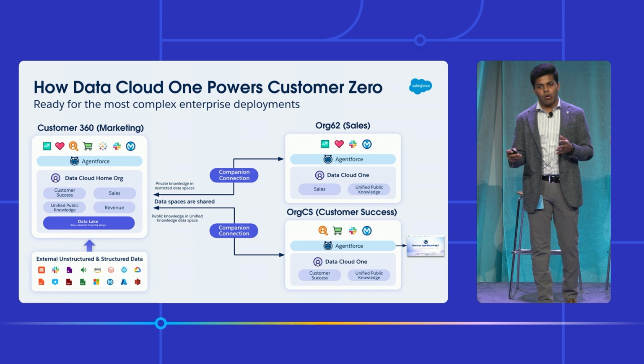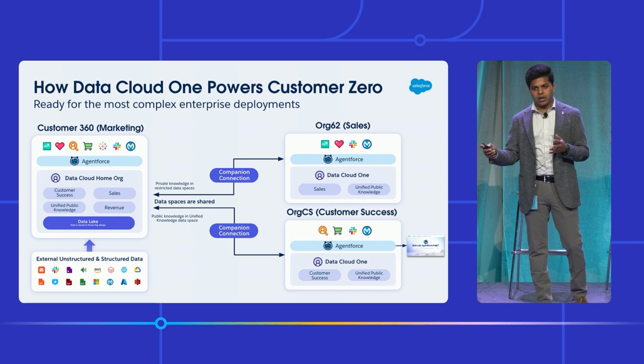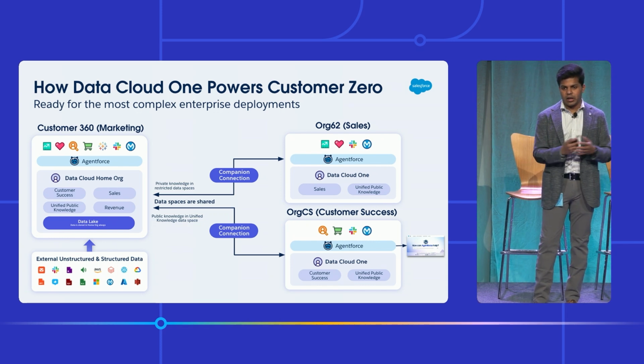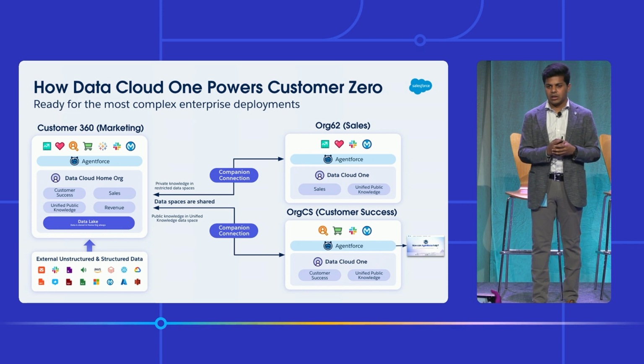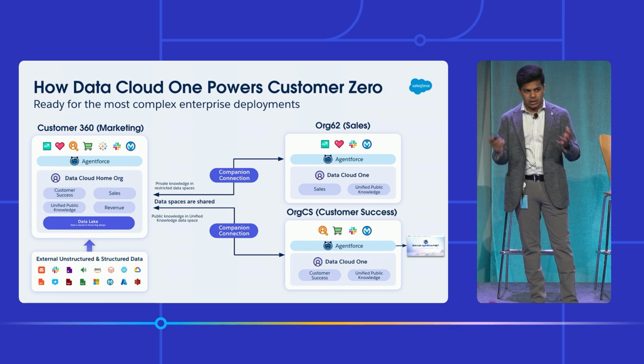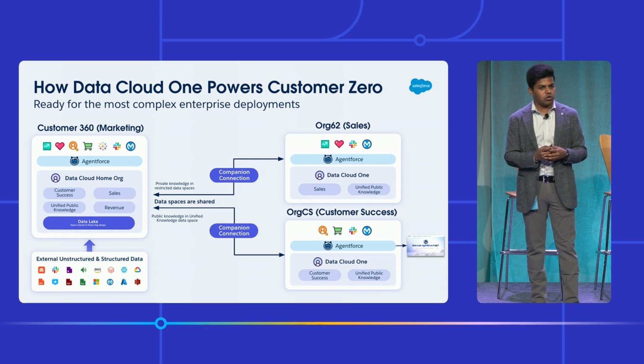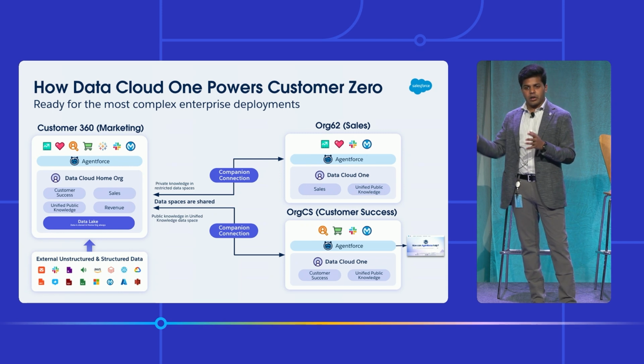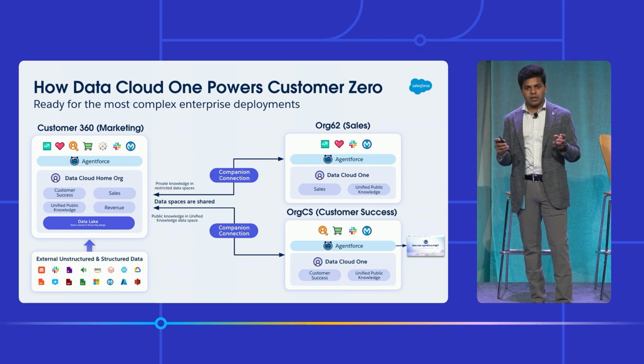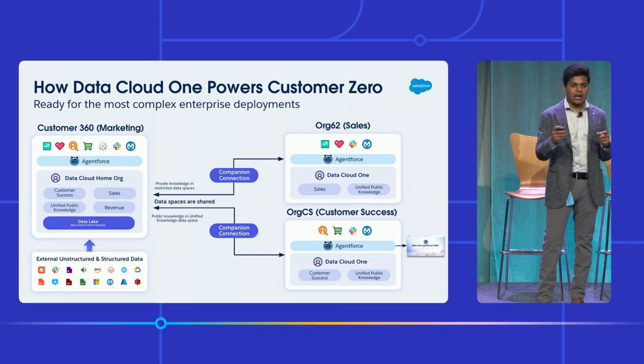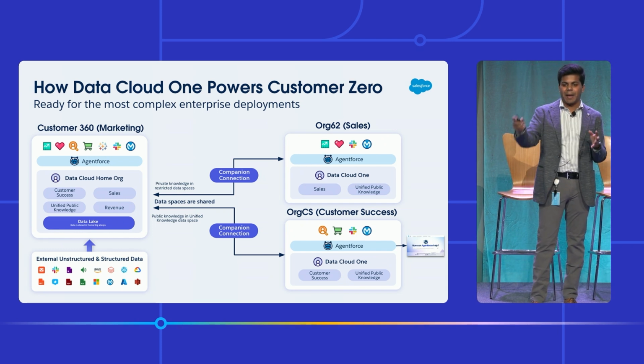Now, the next step was, what are the companion connections we are creating? All the other orgs in the Salesforce ecosystem ended up being companion connections, instead of us creating multiple data clouds for our own architecture. And third was around what are the data spaces and what is the level of granularity that I'm sharing between my home org and companion orgs.